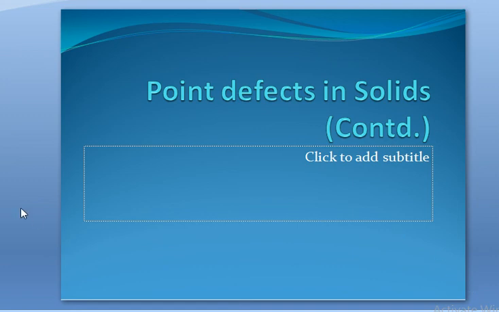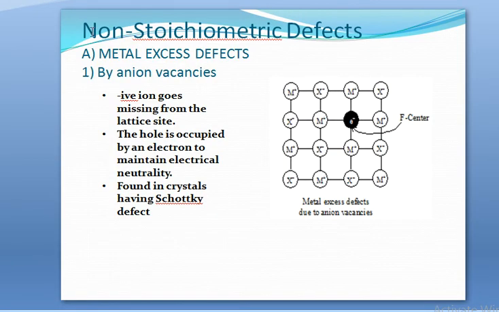So we continue with the point defects in solids, and the second type of these defects seen in solids are known as non-stoichiometric defects. Now why are they known as non-stoichiometric defects? The reason is that as a result of these imperfections, जो भी हम under this heading पढ़ेंगे, the ratio of the cations and the anions becomes different from that indicated by its chemical formula.